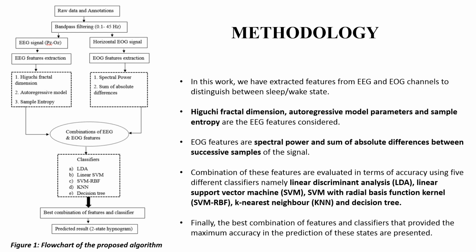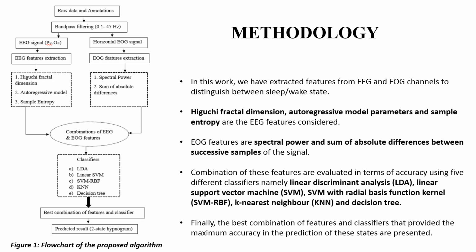Now let's talk about the methodology. In this work, we have extracted features from both EEG as well as EOG channel. The EEG features that we have derived are Higuchi fractal dimension, autoregressive model parameters, and sample entropy. And the EOG features that we have considered are spectral power and sum of absolute differences.